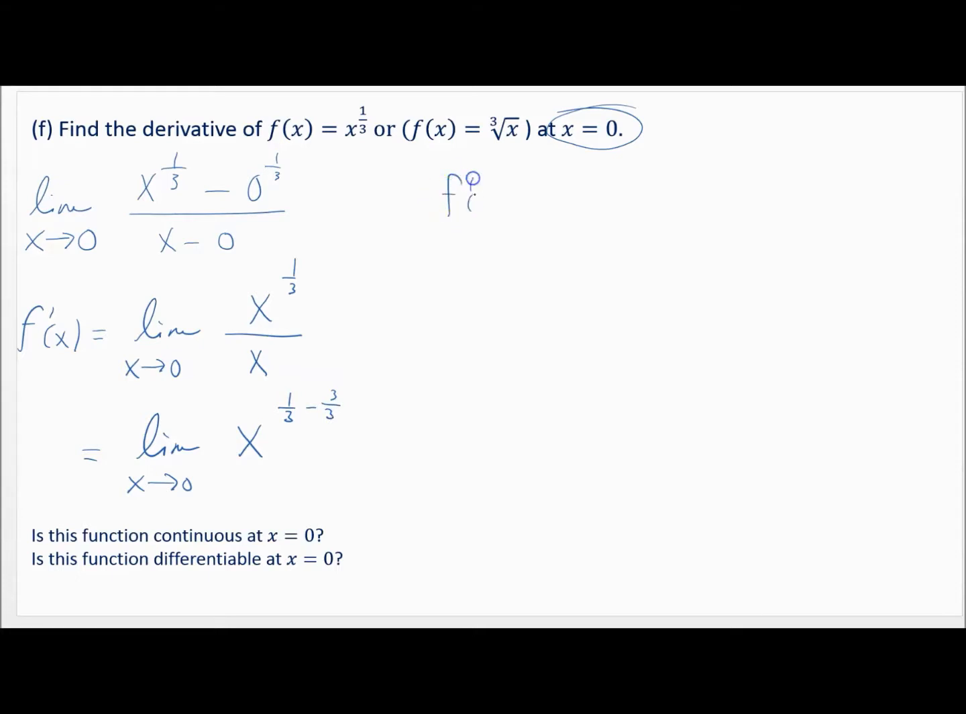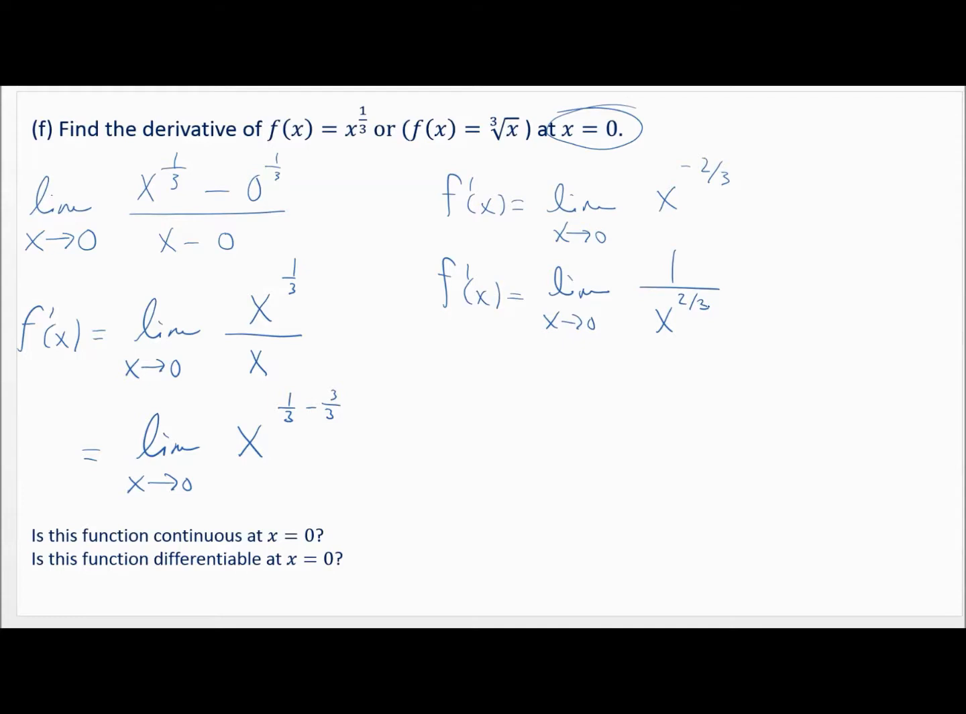That gives me f prime of x is equal to the limit as x approaches 0 of x to the negative 2/3. I did 1/3 minus 3/3. Now here's the thing. Negative exponents are weird. They're hard to think about, right? So if you don't have to think about them, don't. Just rewrite it the way it's supposed to be written. That's the limit as x approaches 0 of 1 over x to the 2/3 power.